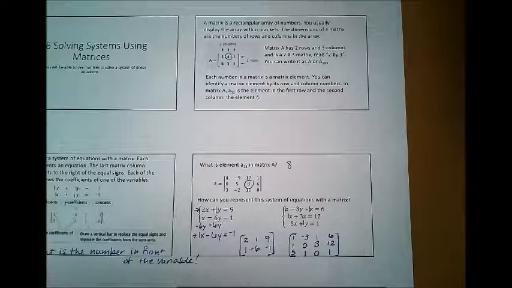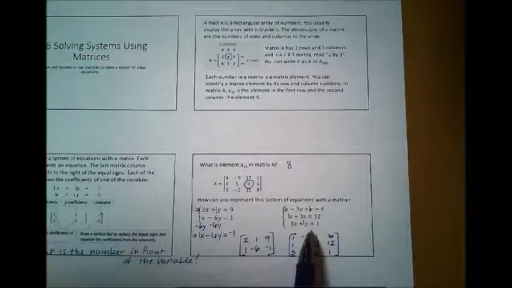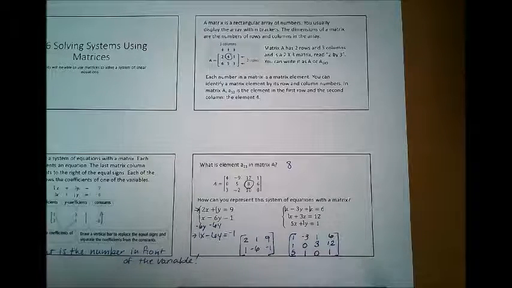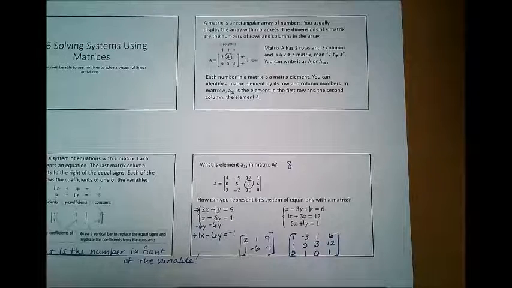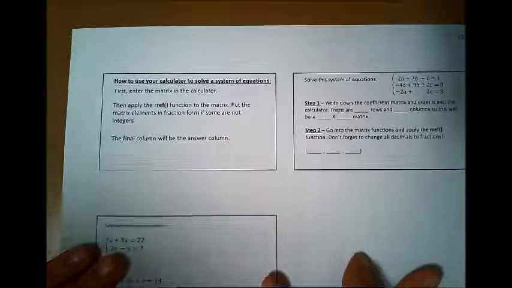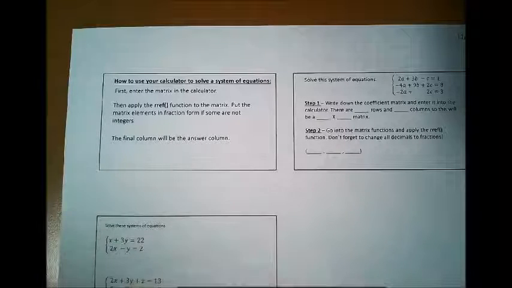And that's all there is. You just put the coefficients into the equation and then the constants at the very end. One row per equation. So now, how to use your calculator to solve a system of equations. First, you enter the matrix into the calculator.